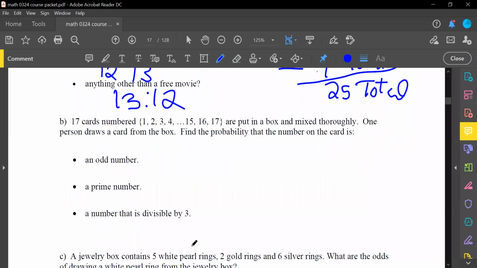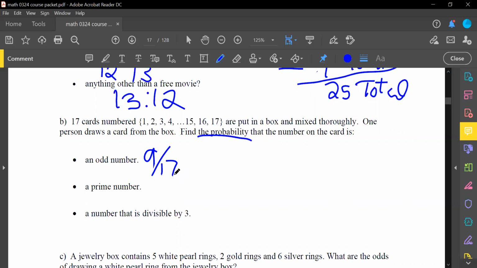All right, so let's look at another example. It says 17 cards numbered 1 through 17 are put in a box and mixed thoroughly. One person draws a card from the box. Find the probability, so we're back to probability, that the number on the card is an odd number. So I just have to count the odd numbers: 1, 3, 5, 7, 9, 11, 13, 15, 17. I get 9 numbers. So it'd be 9 out of 17 total, because probability is what you want over the total.